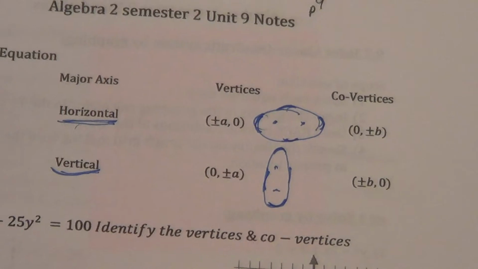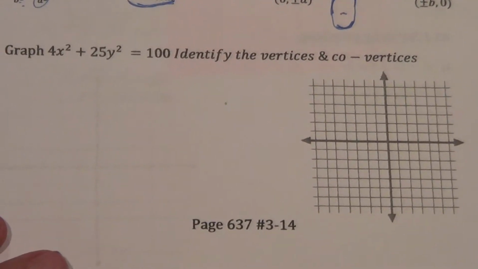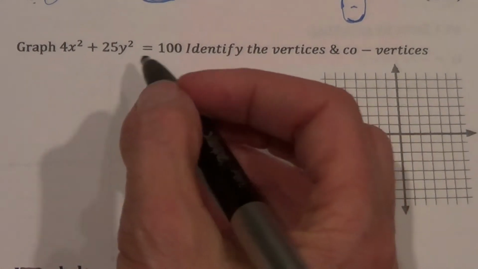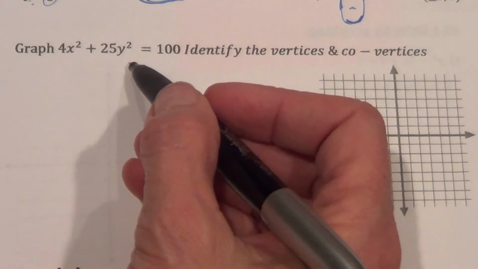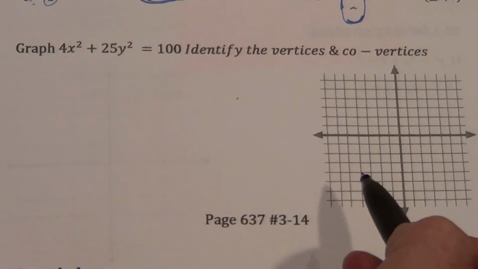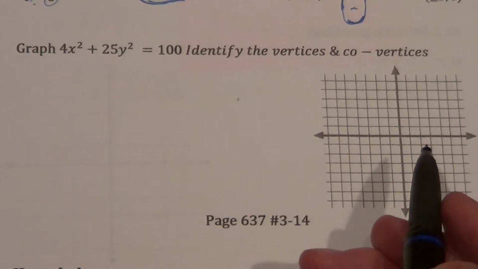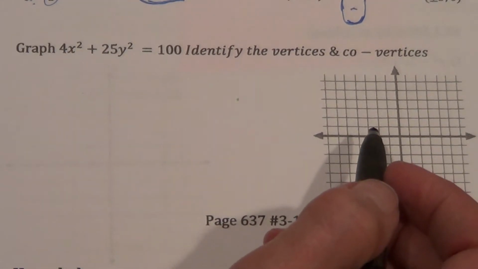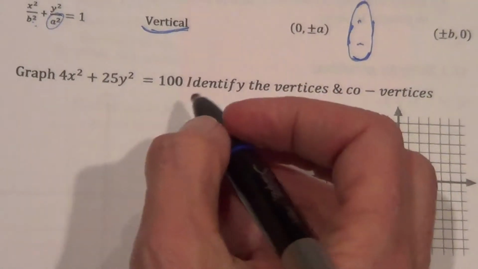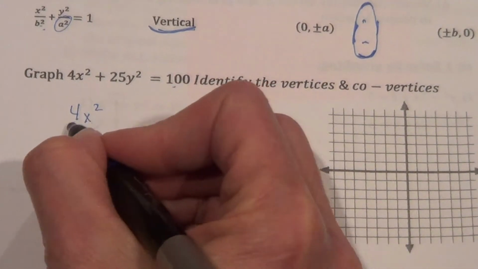Okay? So let's go down and just try a sample. Like I said, these are just a rough sketch, just to give you an idea of where we go with these and kind of have you comfortable when you see them to at least recognize what shape they are. Here we have 4x squared plus 25y squared equals 100. So we want to identify the vertices and whether or not it's horizontal or vertical. The first thing we need to do is put it in standard equation form. If you look up here, that was with equal to 1. So in order to make 100 equal to 1, we need to divide everything by 100.